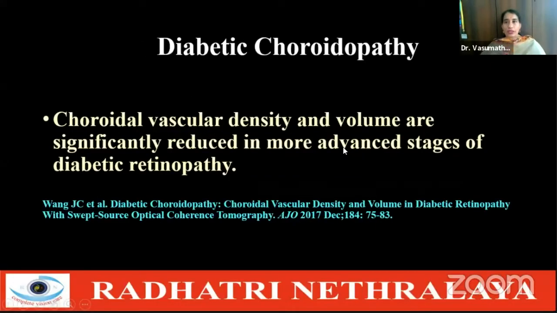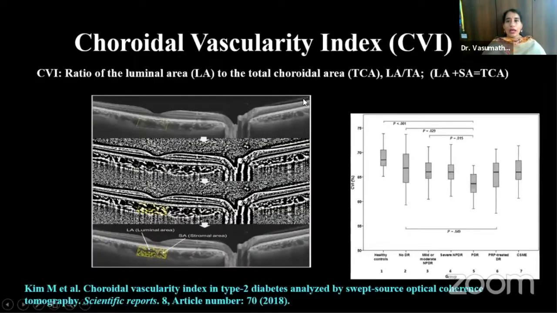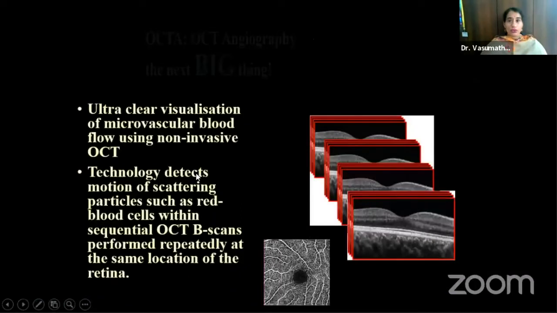And also we have started looking at the choroid, diabetic choroidopathy, choroidal vascular density and volume, and choroidal vascularity index, which is the ratio of luminal area to the choroidal area, again done by a specialized software, that is supposed to be decreased in diabetic patients even without retinopathy.